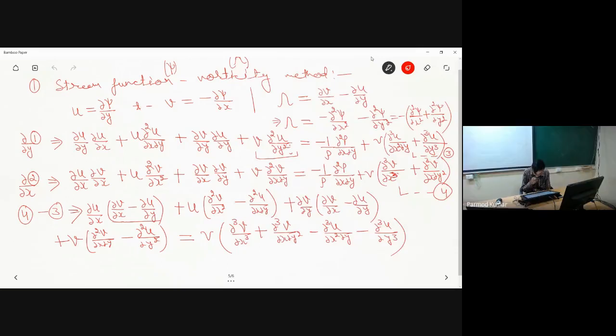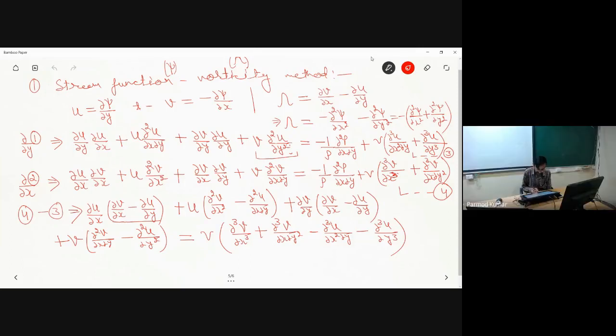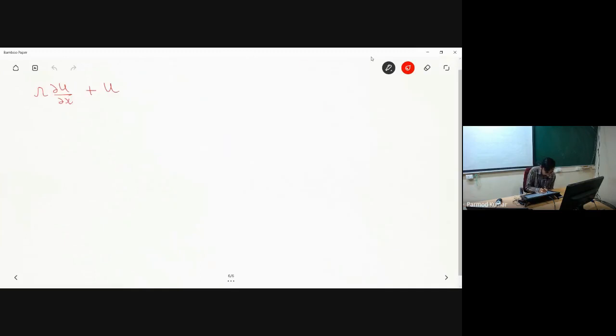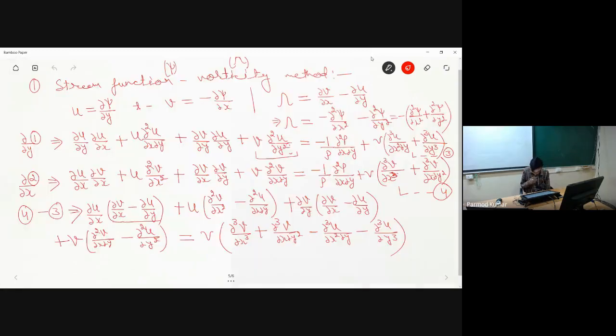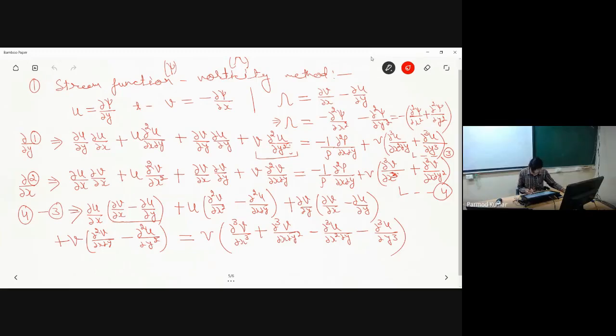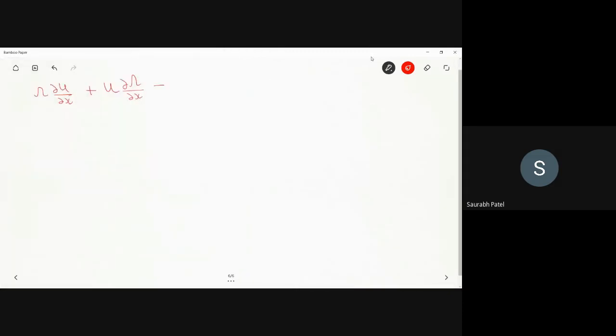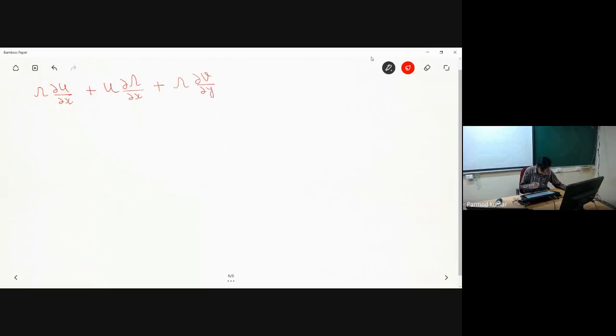if I take del by del x common, what will I be getting inside? Del v by del x minus del u by del y. So that is nothing but our omega, vorticity. So I can write the second term as u times del omega by del x. Is this point clear? Then what about the third term? Sir, del v by del y into vorticity, omega into del v by del y.